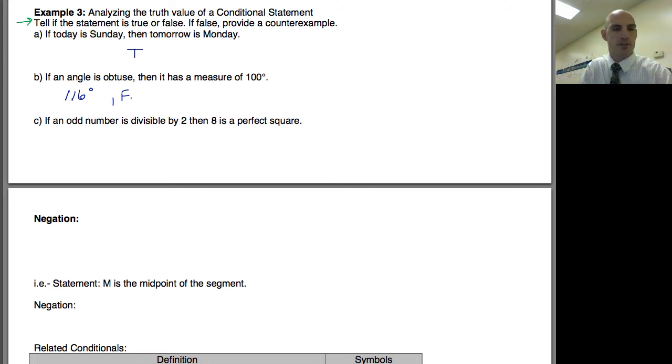I want you to try C on your own. See if you can do that one. If an odd number is divisible by 2, then 8 is a perfect square. See what you think about that. See if you think it makes sense.